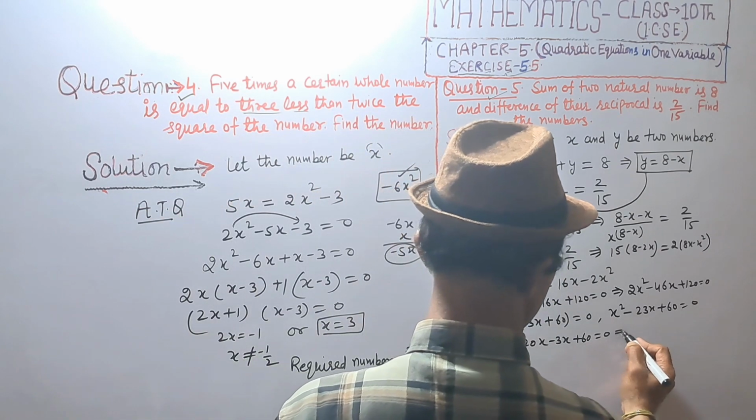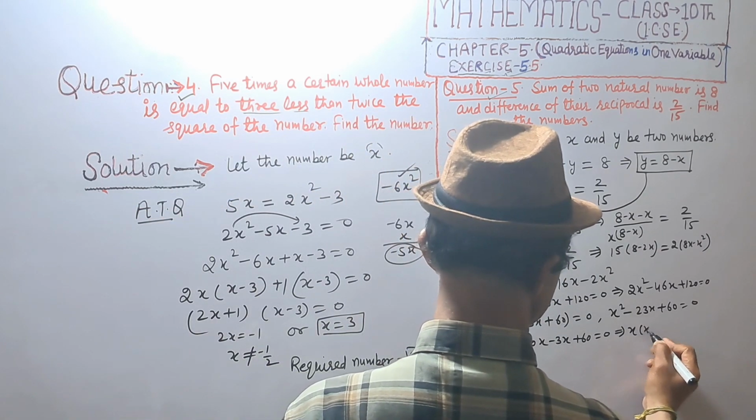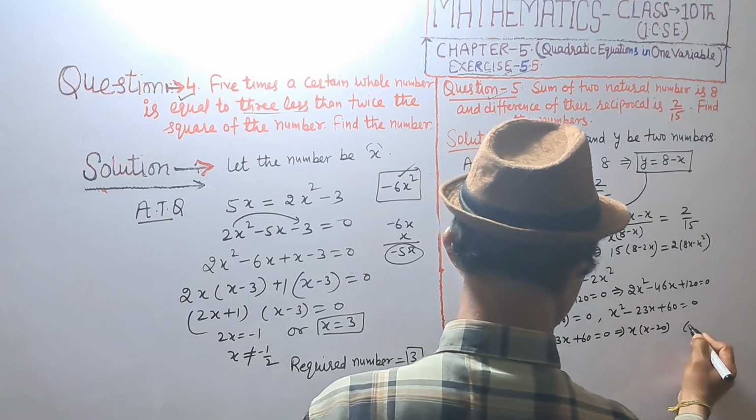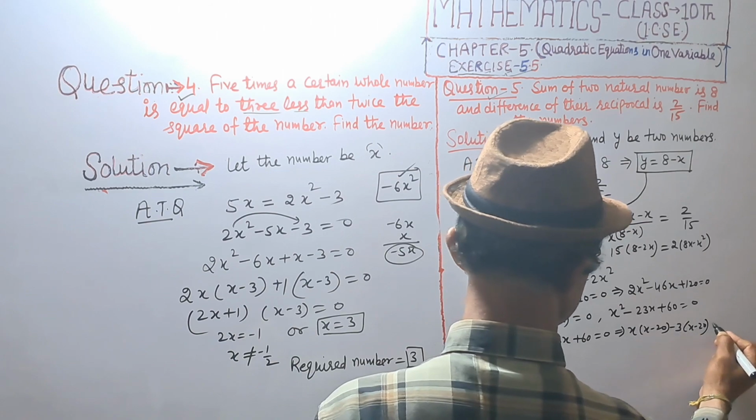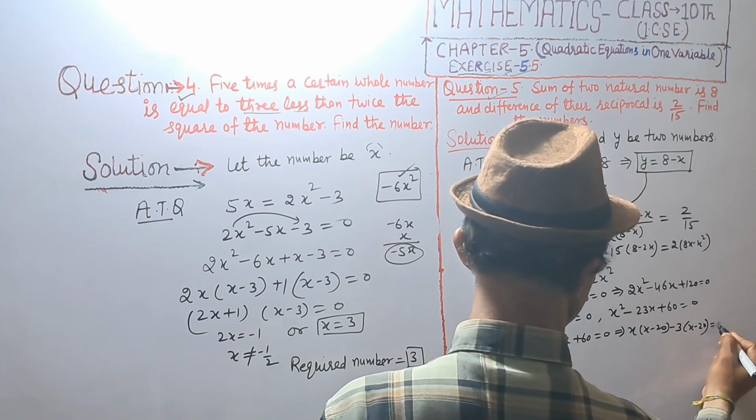So we are taking common x in bracket x minus 20, x minus 20 in bracket, minus 3 is common, equal to 0.